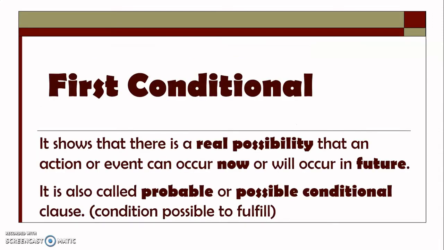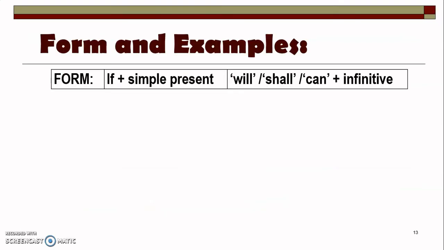Okay, let's come to the first conditional. The first conditional is used to show that there is a real possibility that an action or event can occur now or in the future. It's sometimes called the probable or possible conditional, because the condition is possible to fulfill. The structure is if plus simple present in the conditional clause, and the main clause has will, shall, or can with the infinitive or the base form of the verb. Let me give you some examples.